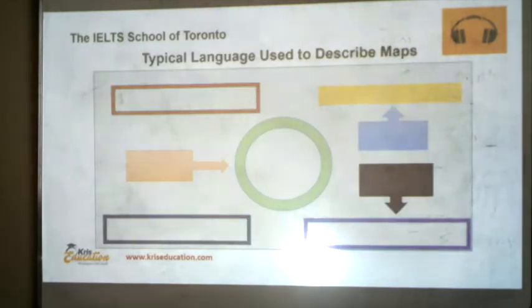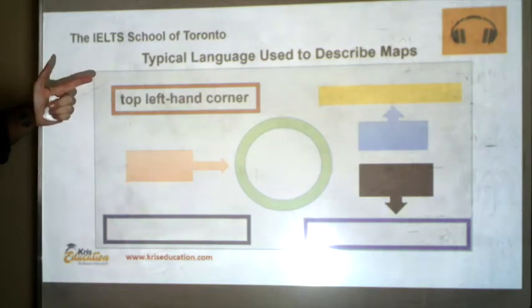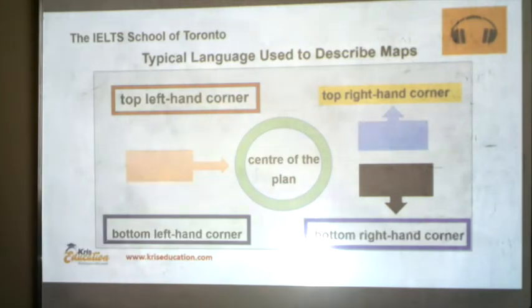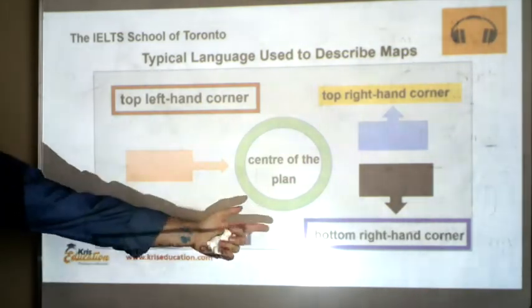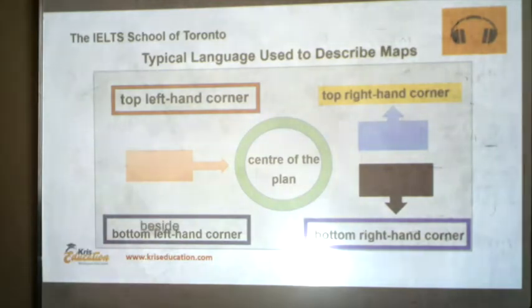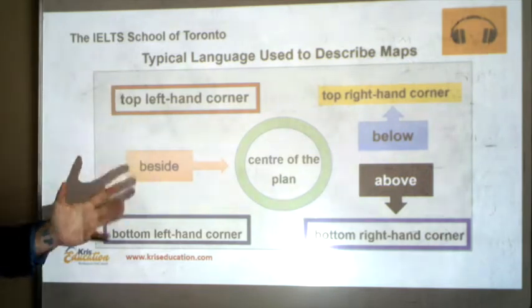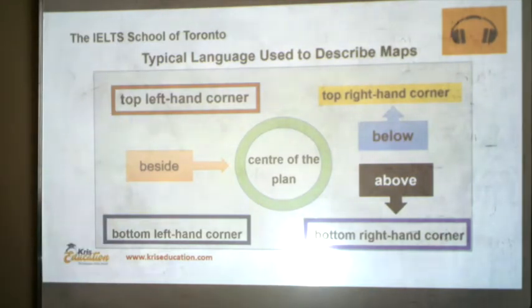Alright, so this is the language IELTS uses. Let's see together the most common language used to describe maps. In the top left hand corner, in the top right hand corner, center of the plan, in the bottom left hand corner, in the bottom right hand corner, beside, below and above. So do become familiar with this language because this will help you a lot getting the right answer when you complete map exercises.